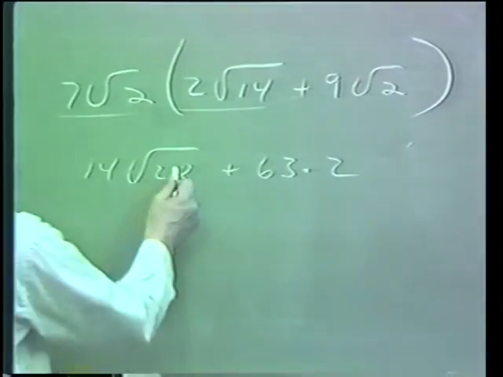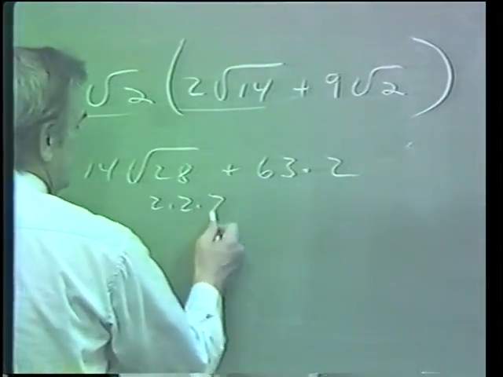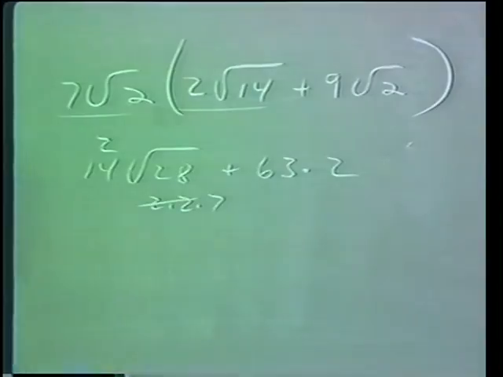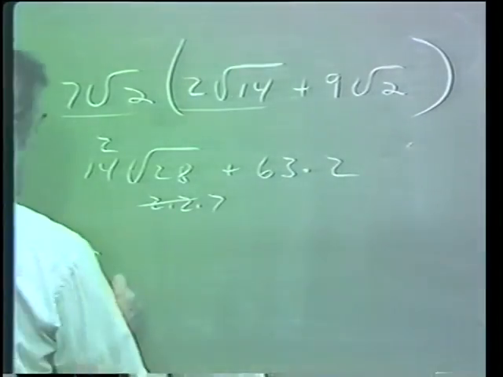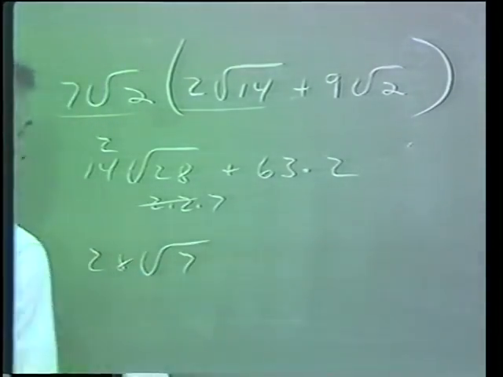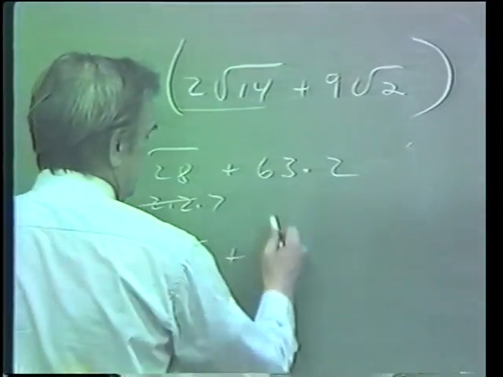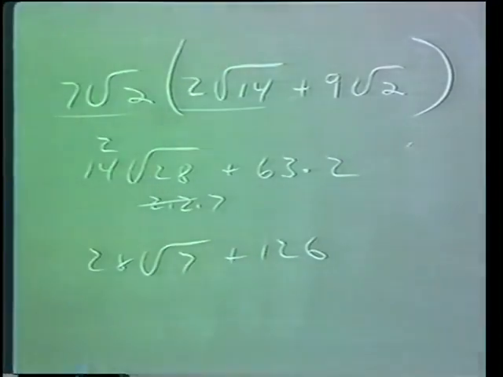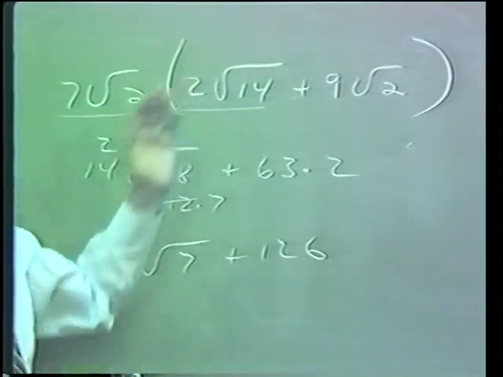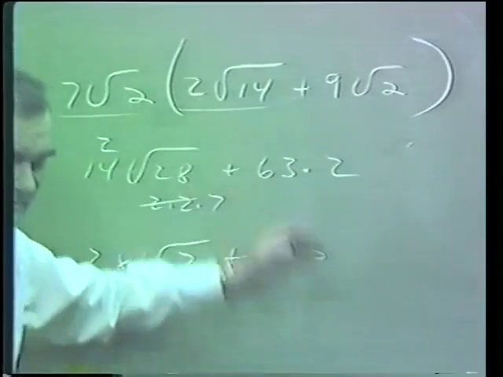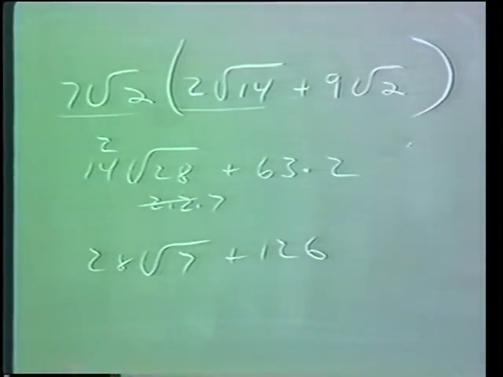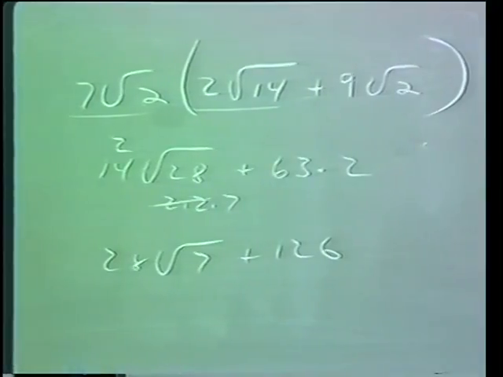We simplify 28, well that's 2 times 7, we can extract the 2. We already have a 14 out there, that gives us 28. Inside we have the square root of 7. 63 times 2 is 126. Okay? Now what we were doing there was multiplying a one termer times many terms. Monomial, polynomial. So what that leaves us is a polynomial times a polynomial. Many times many. Well, let's take a look.